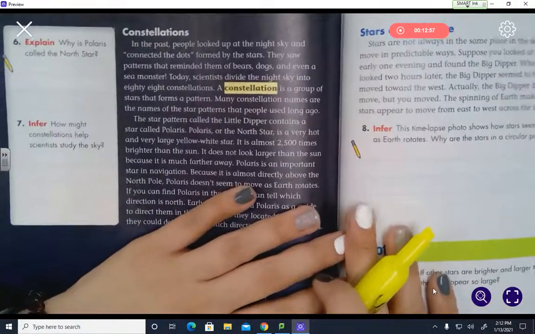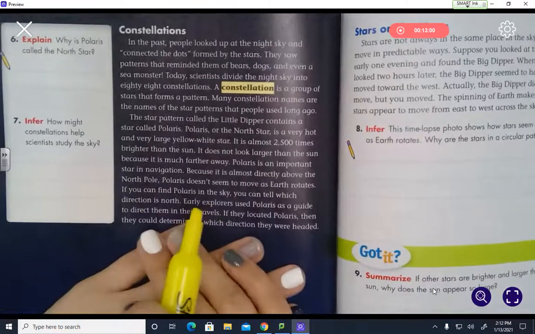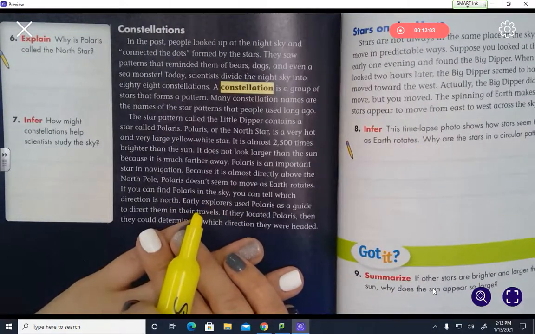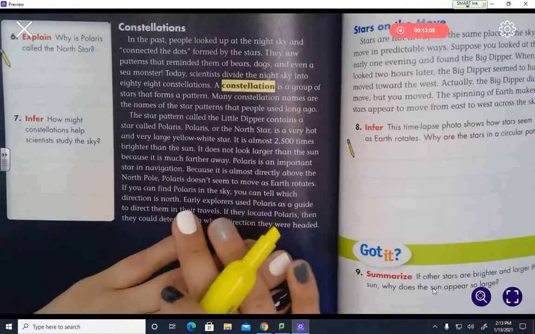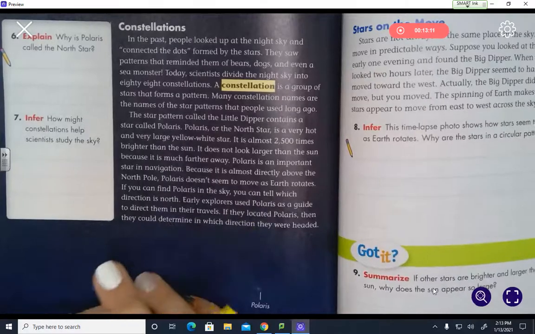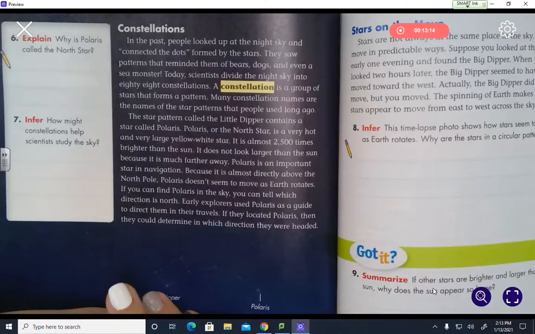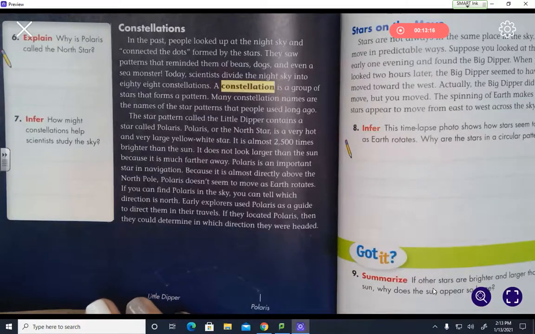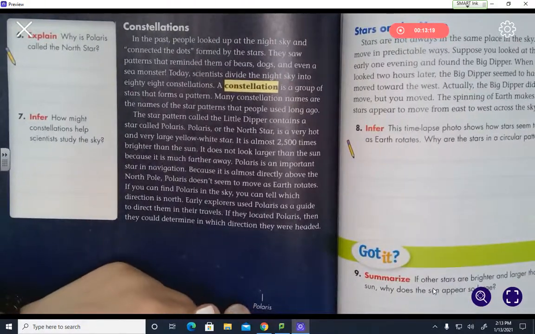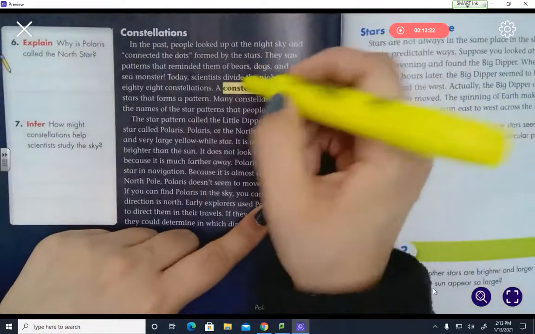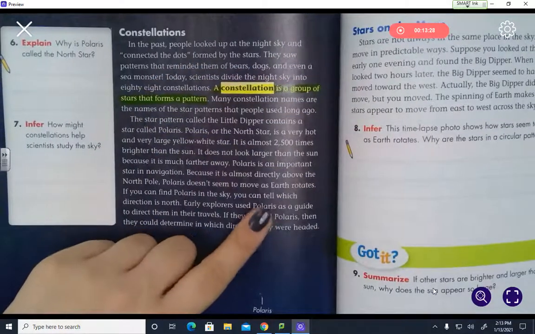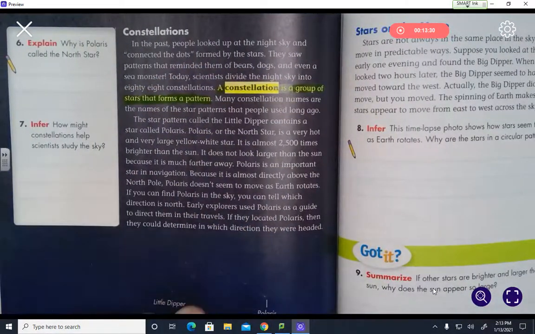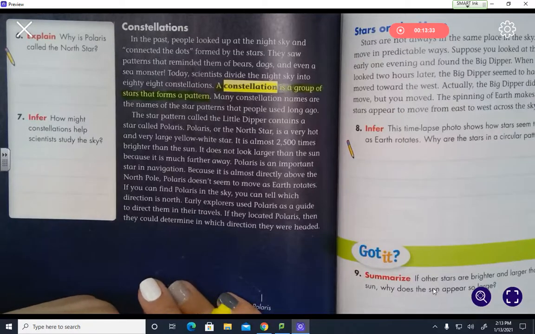Let's talk about constellations. In the past, people looked up at the night sky and connected the dots formed by the stars. They saw patterns that reminded them of bears, dogs, and even a sea monster. Today, scientists divide the night sky into 88 constellations. A constellation is a group of stars that form a pattern. Highlight that. It's kind of hard to see the highlight on the black, so really you're just looking at the letters that are colored in. Many constellation names are the names of star patterns that people used long ago.